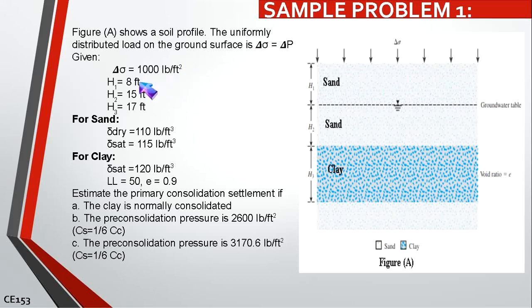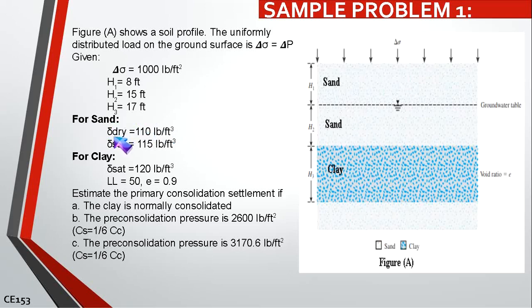feet squared. H1, which is the height of the sand, is 8 feet. H2 is 15 feet, the height of the sand under the groundwater. And H3 is 17 feet, which is the height of the clay.